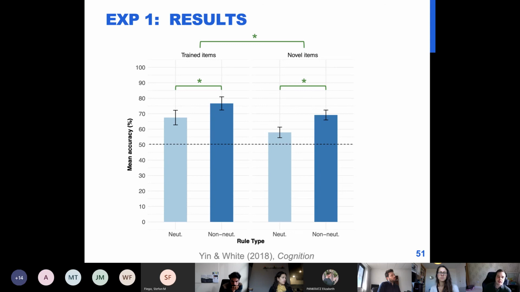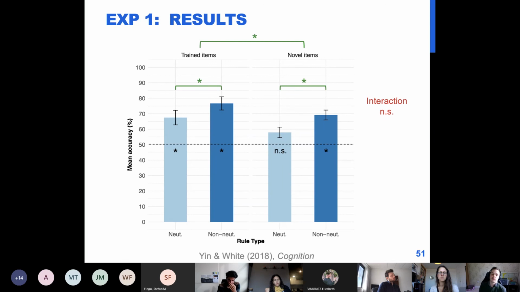But more importantly, we see a significant difference between the neutralizing and non-neutralizing rules in both the trained and the novel items. So it turns out that people actually do a lot better on the non-neutralizing rules than the neutralizing rules. And again, you can remember this is the same set of rules, so there's nothing about the rules themselves that could be causing this effect. The only thing that's different is whether the rules are neutralizing or non-neutralizing. There's no interaction.